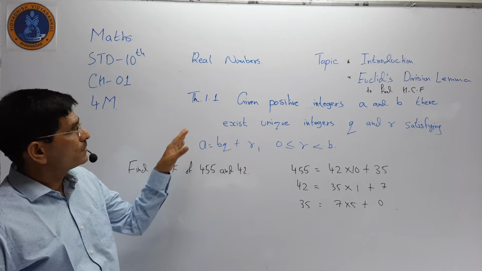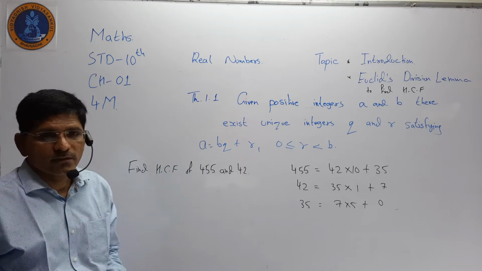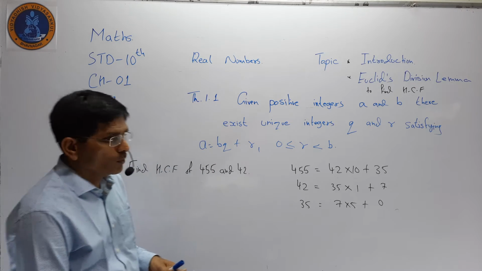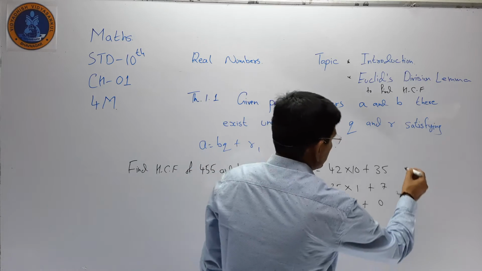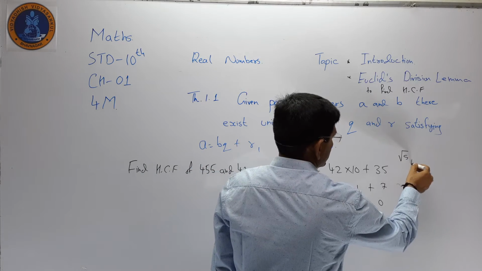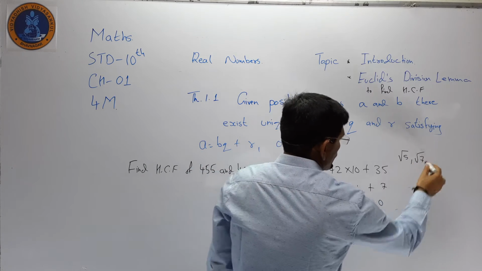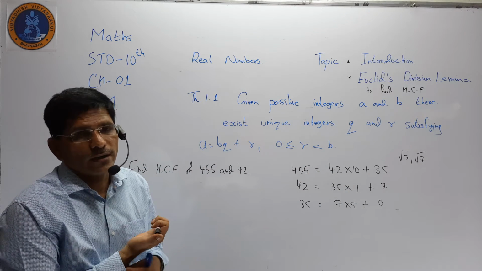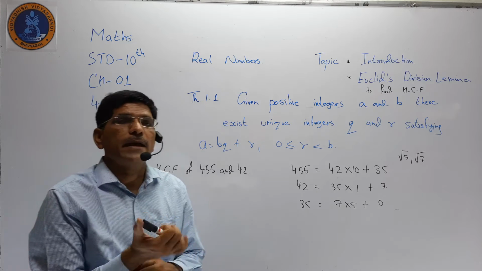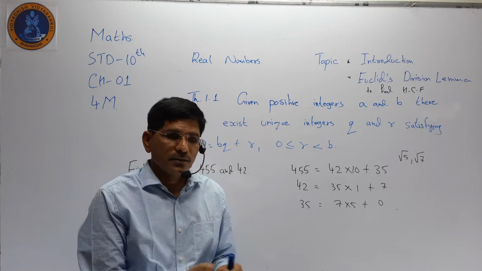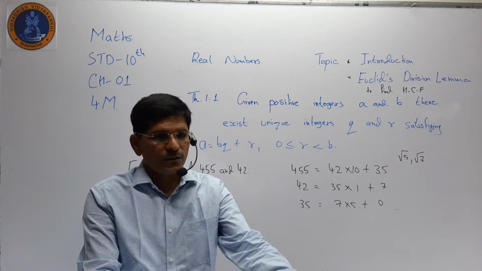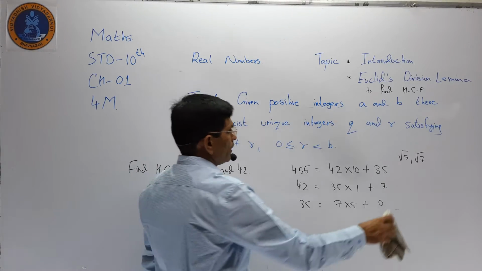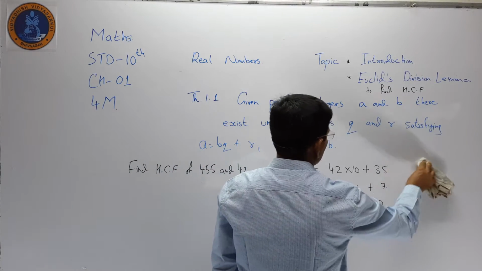First, the introduction that we have discussed: root 2, root 3, root 5, root 7 are all real numbers. Rational numbers and irrational numbers are under the real numbers. Now let us discuss the importance of Euclid.